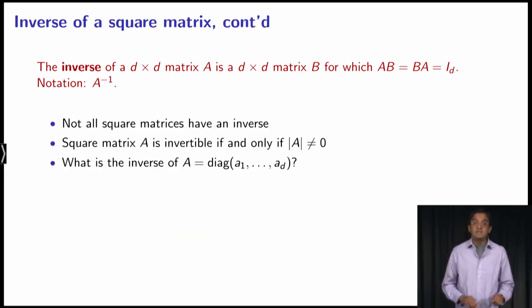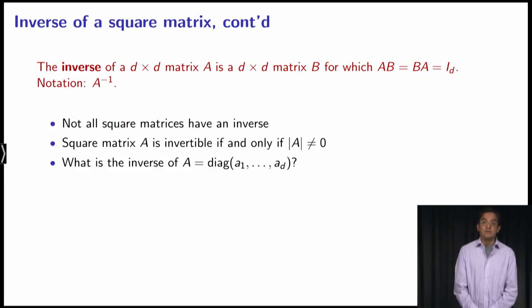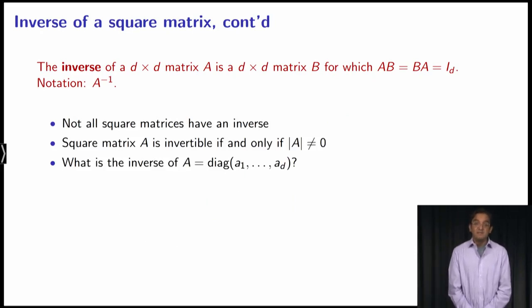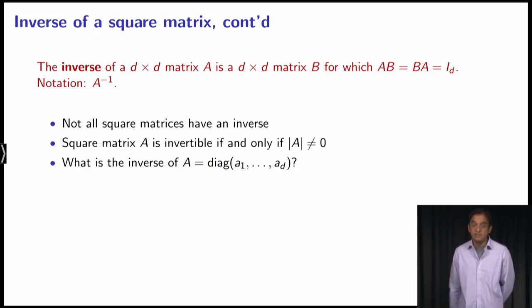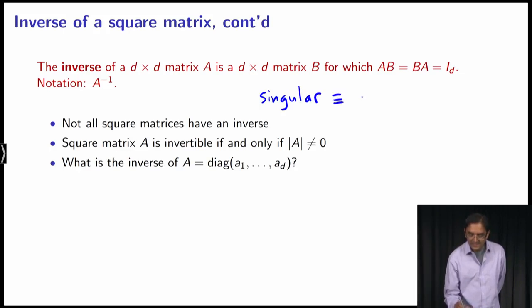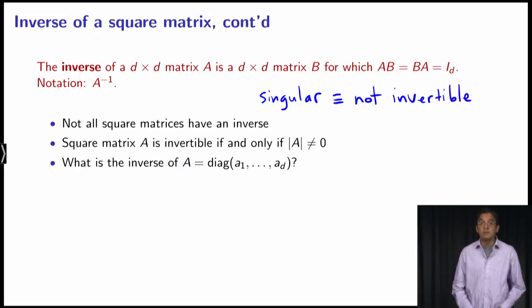Now there are a few things about inverses that really should be emphasized. First of all, they don't always exist. There are many square matrices that don't have an inverse, and we call those matrices singular. Okay, so a matrix is singular if it's not invertible. And it's something fairly common.